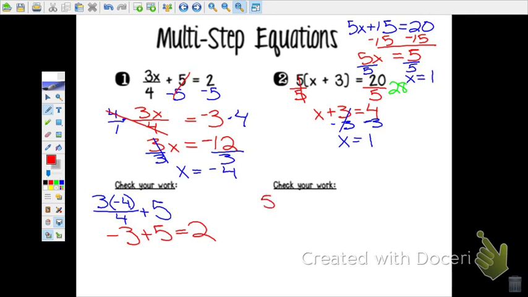So I'm going to have 5 parenthesis 1 plus 3. Okay. So inside my parenthesis, 1 plus 3 is 4. And 5 times 4 does equal 20.